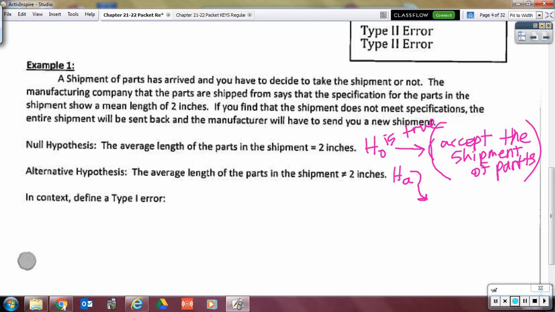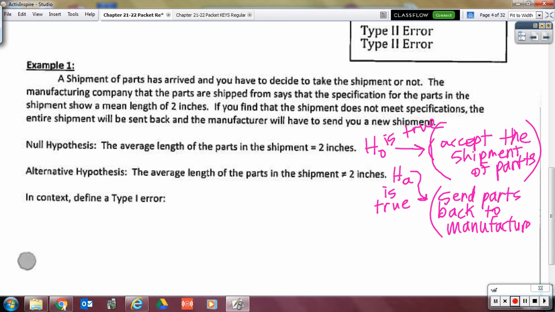If it's not true and the alternative is true, the alternative says the average is not equal to 2. What are you going to do if the shipment is faulty and the average of the parts is not equal to 2? You're going to send the parts back to the manufacturer. So we need to understand that first before we start. Your job is to determine if you should accept those parts or send them back to the manufacturer.